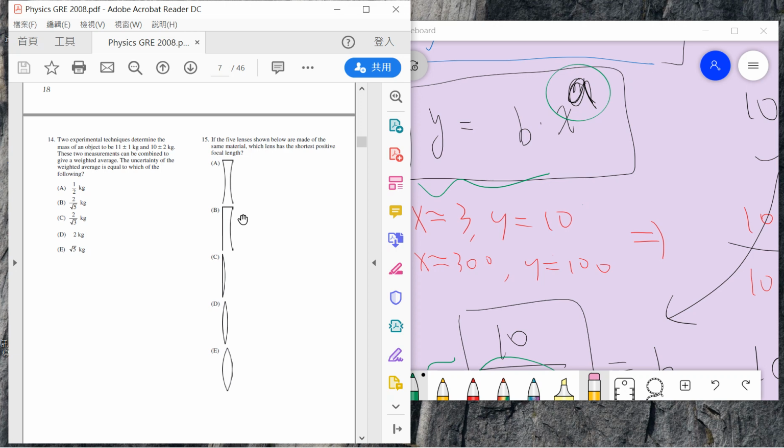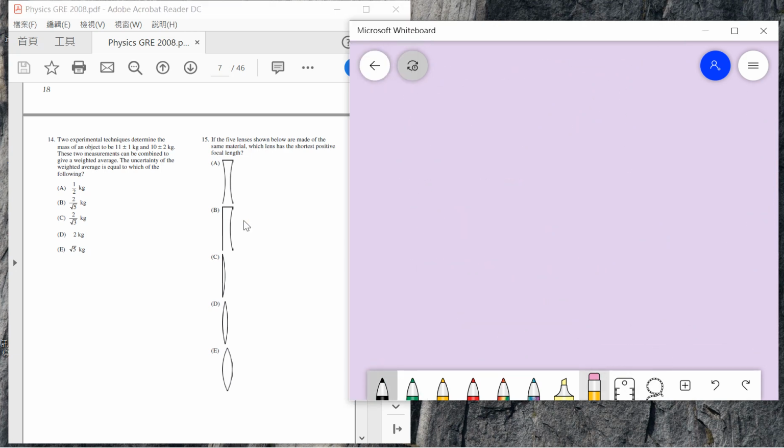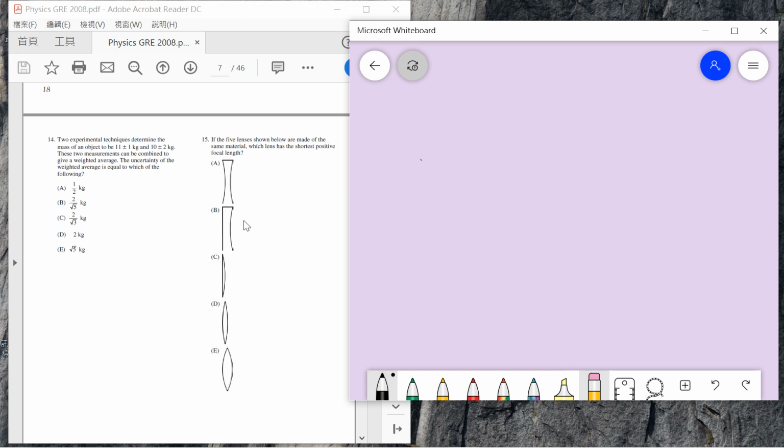Okay, so 14. Basically, you have two experiments and are asked about a weighted average and the uncertainty of the weighted average. This problem is difficult because if you don't know the formula, you will take a lot of time to solve it. The weighted average means that suppose you have variables x1 to xn, the weighted average is defined to be this.